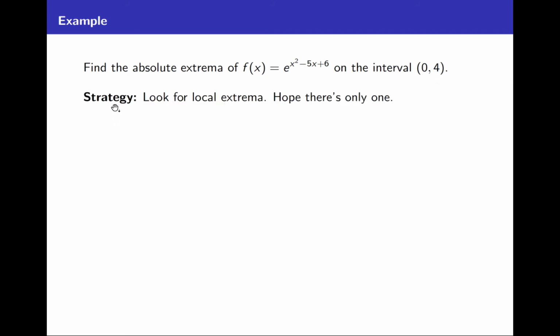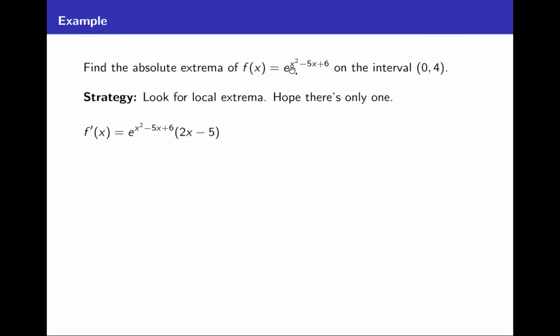So our strategy is going to be this. We're going to look for local extrema of this function on that interval, and we're going to hope there's only one of them. And if there is only one of them, we can use our new theorem. So let's carry out that strategy. If we're looking for local extrema, we've got to find critical points. And that means taking the derivative.